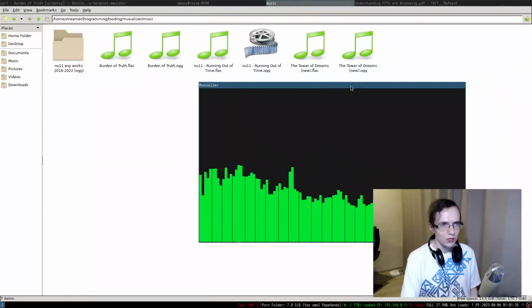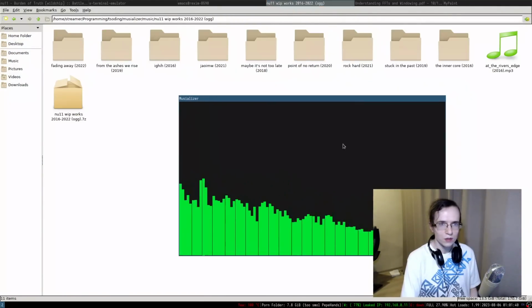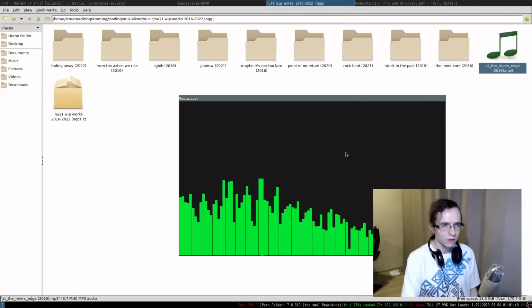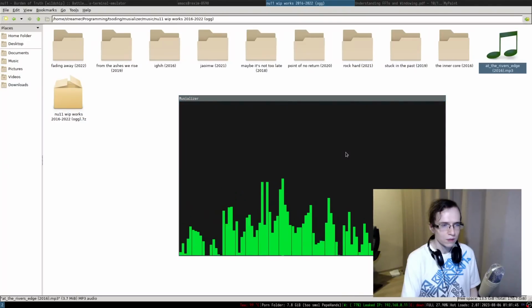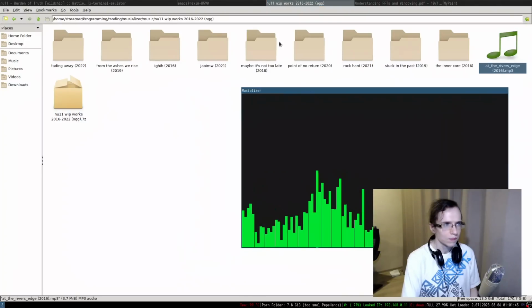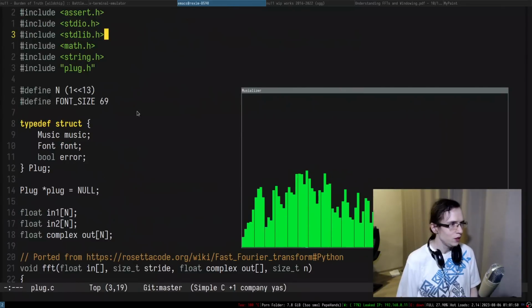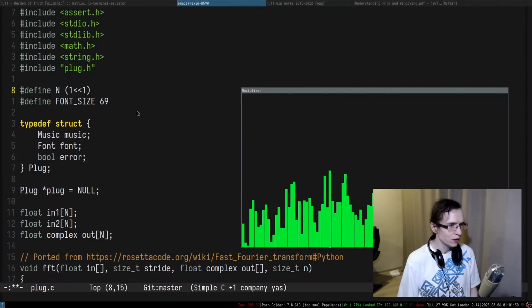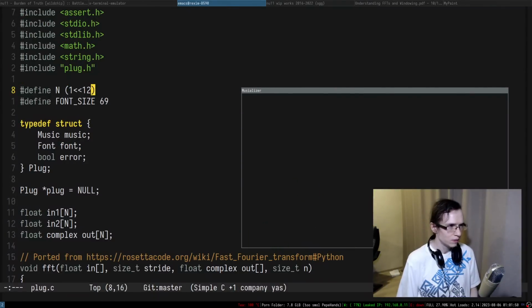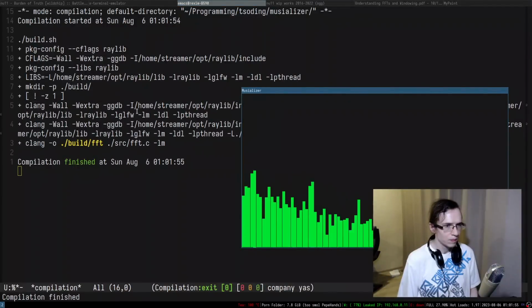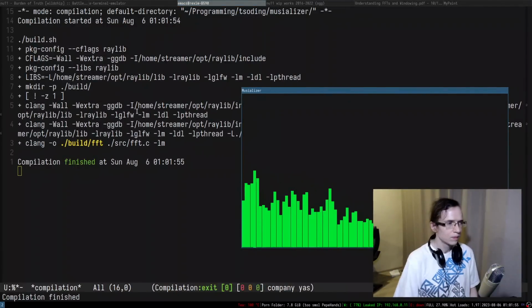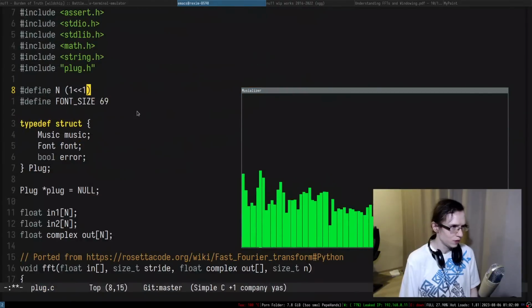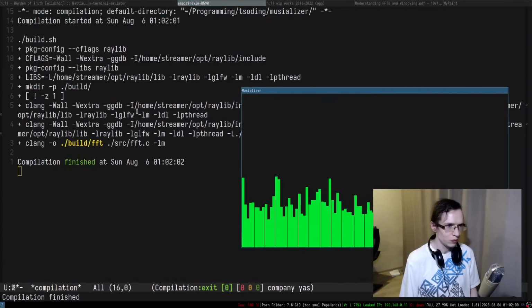We can keep it in here. We can listen to different things, for example, from the work in progress. What's the size of the window in here? It's 13. Okay, so that's fine. I think 2 to the power of 13 is actually the best one.